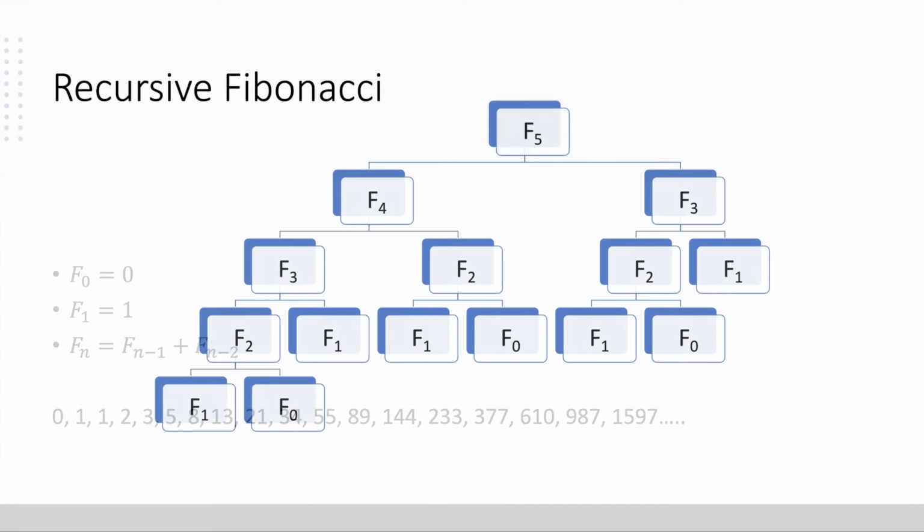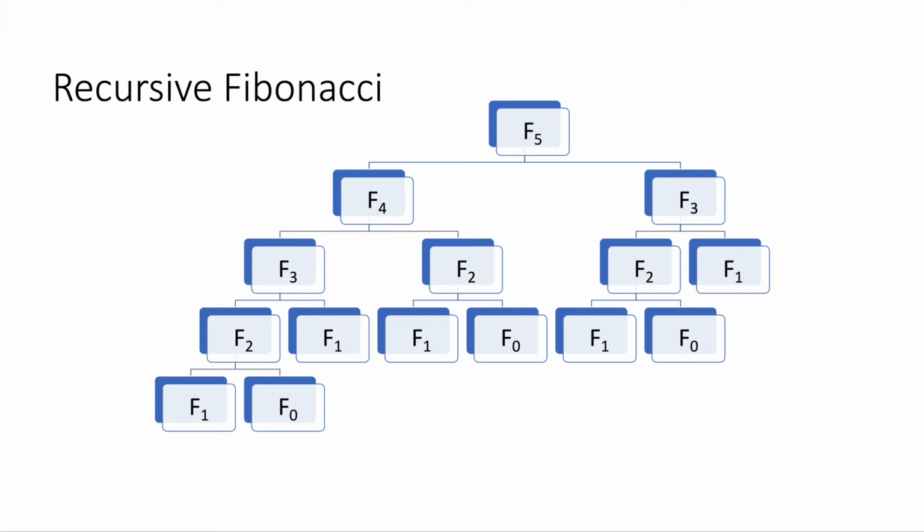If we build a chart that shows how each term depends on the ones below it, for example, the 5th Fibonacci number, we can see that the 5th Fibonacci number depends on the 4th and 3rd, the 4th depends on the 3rd and 2nd, the 3rd depends on the 2nd and 1st, and the 2nd depends on the 1st and 0th elements. If you look at this tree, you can see that there are actually 3 instances of the 2nd Fibonacci being solved, and there are 2 instances of the 3rd being solved.